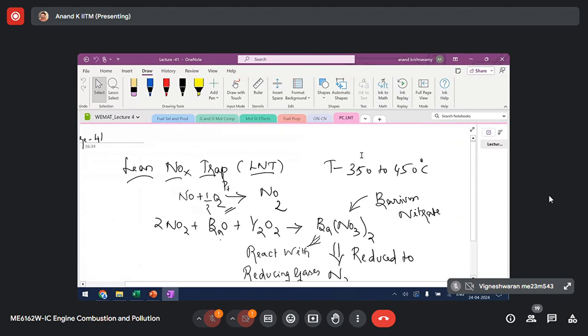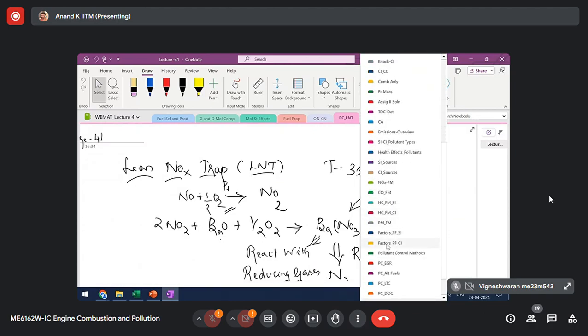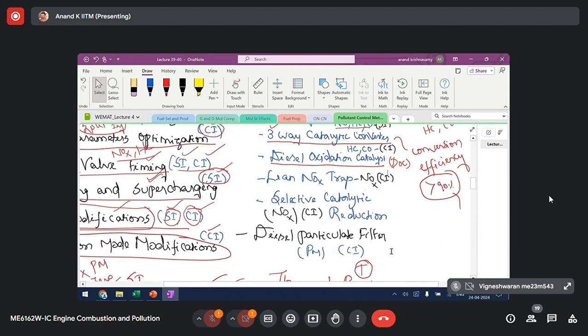Next, we have this LNT. To control NOx, oxides of nitrogen, from a CI engine, either you can go for lean NOx trap or you can go for selective catalytic reduction. You can use either of these devices to control NOx from a compression ignition engine. This lean NOx trap is generally used for light duty vehicles, small diesel vehicles, and selective catalytic reduction is generally used for heavy duty vehicles.